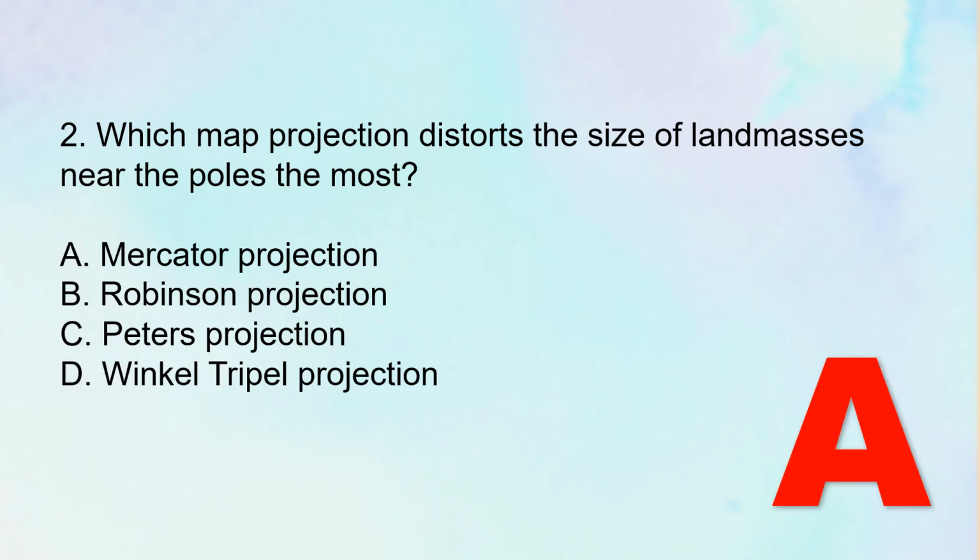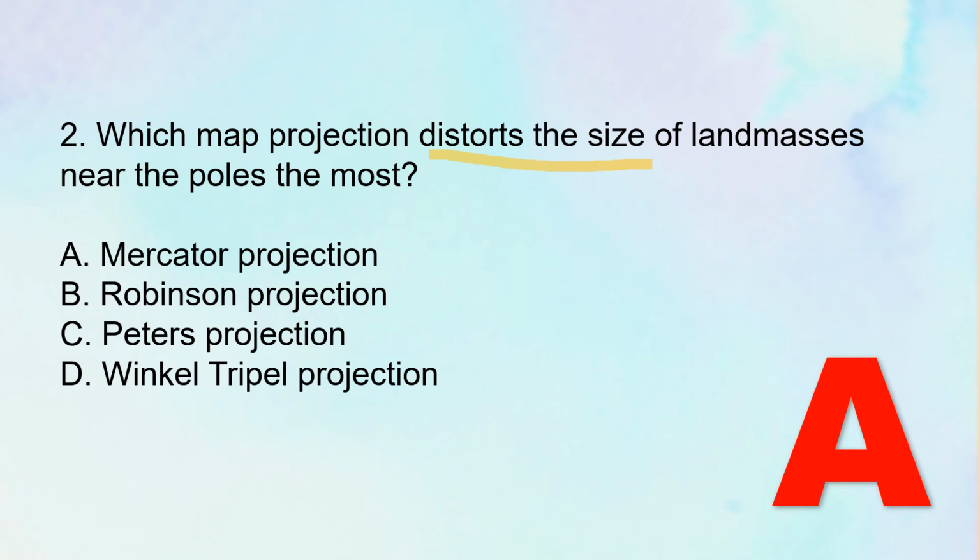The correct answer is letter A, Mercator projection. This preserves accurate direction but greatly distorts size, making land masses near the poles such as Greenland appear much larger than they are. Mercator projection. Again, the projection that distorts the size of land masses.